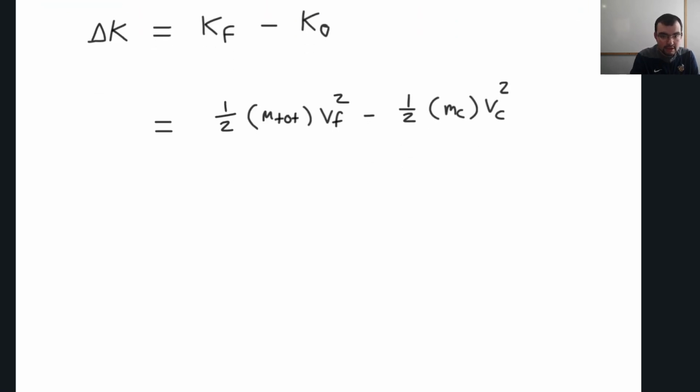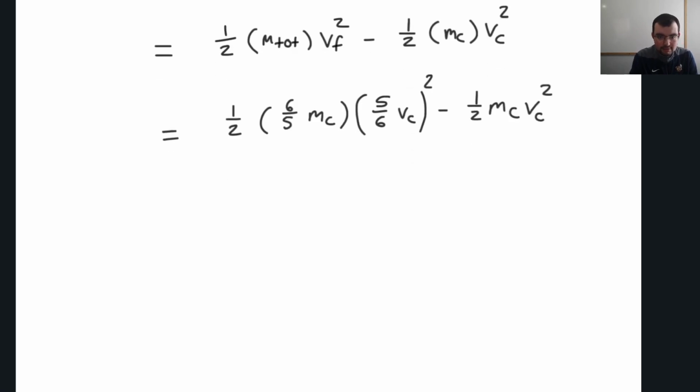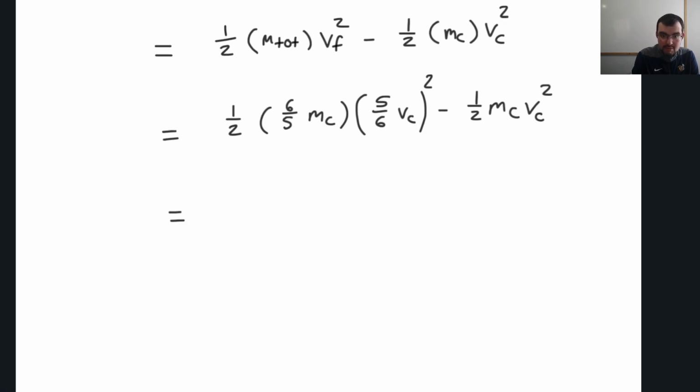So now we can plug in. We solved for each of these things. The total mass is now 6/5 of the cart mass. And the final velocity is going to be 5/6 of the cart's initial velocity. And then we'll subtract off the initial KE. And now we get to have some fun with fractions. Although I do believe this is an acceptable final answer, just leaving it right here. So maybe I'd encourage that.